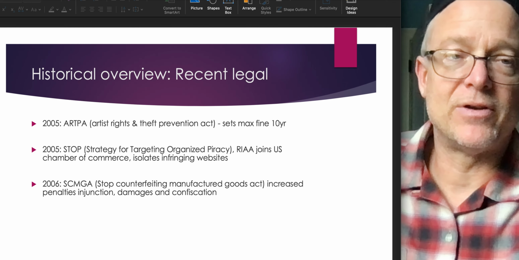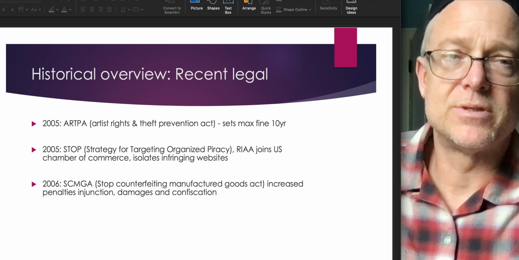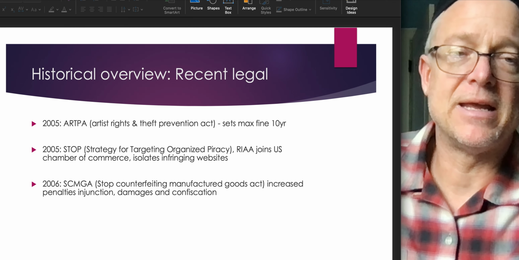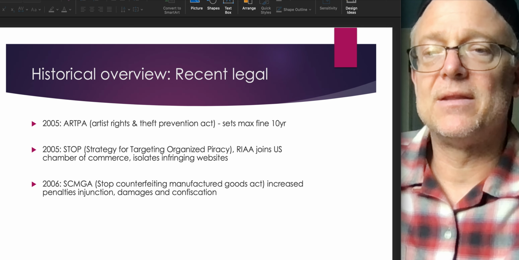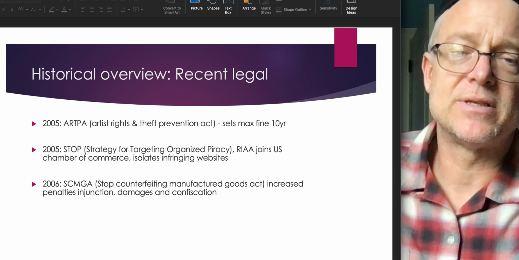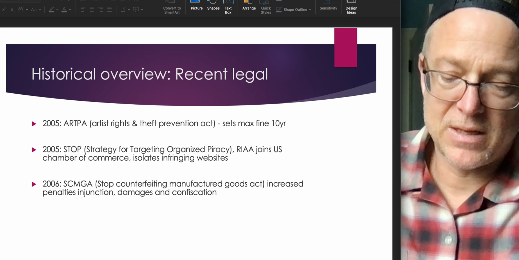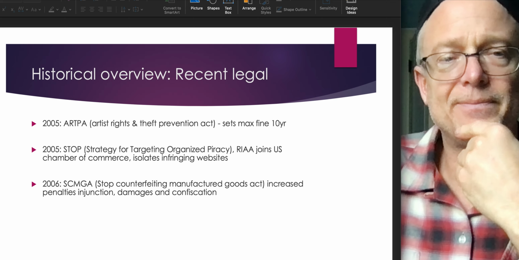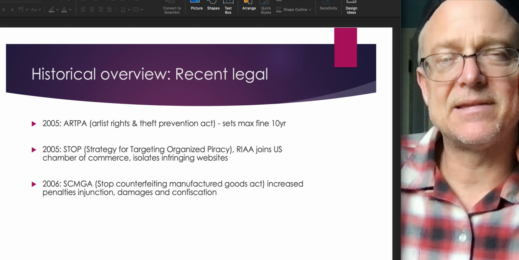And then, of course, this is 5 or 6 years after the Napster story broke, and that whole issue of P2P file sharing, i.e. piracy. In 2005, that same year, we've got the strategy for targeting organized piracy, when the Recording Industry Association, so basically the CEO of all the major labels, joins up with the U.S. Chamber of Commerce in order to identify and isolate infringing websites. So sort of getting them out of the mainstream of internet accessibility, I guess you could say.